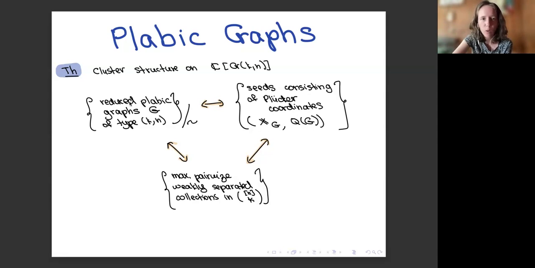The cluster variables are precisely the Plücker coordinates P sub I, where I is one of the face labels. So you start with the plabic graph, you label the faces, and these are k-element subsets, and then the associated cluster will have these Plücker coordinates as cluster variables, and the quiver as the associated quiver.